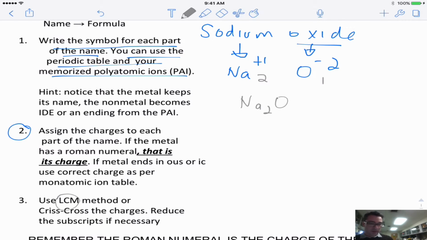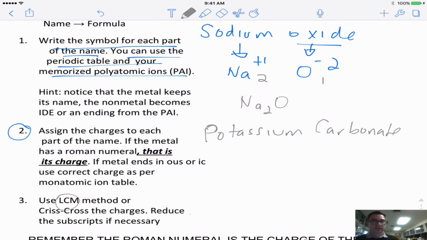Now, what if I were to do a situation where I had a polyatomic ion? Well, let's try something like potassium carbonate. If I were to do potassium carbonate, I would again go through the same steps. First I would have potassium, K, and I have carbonate, CO3.